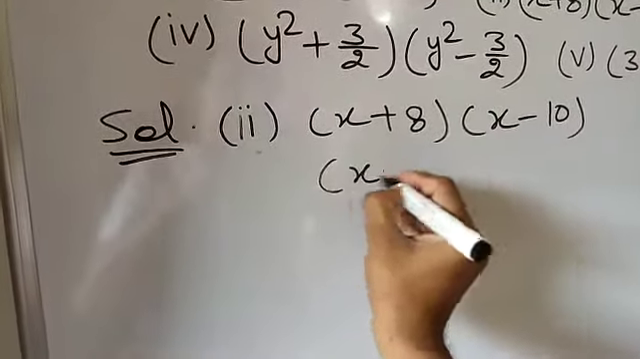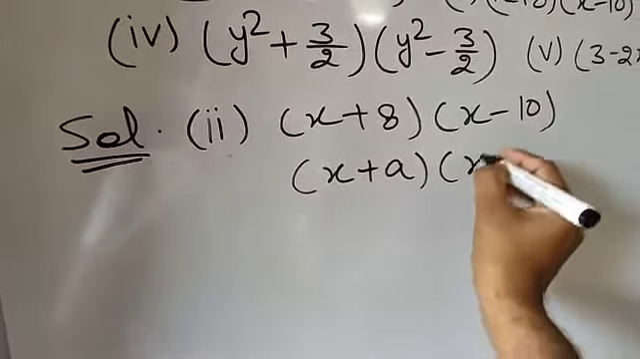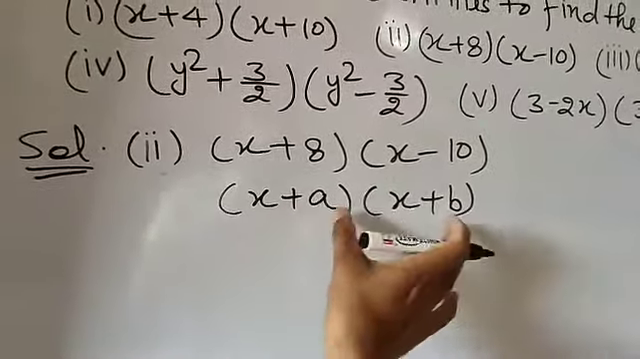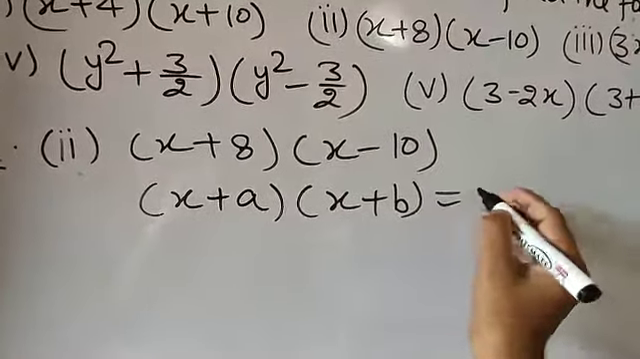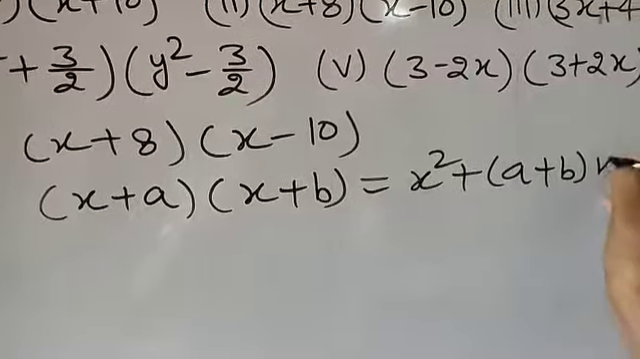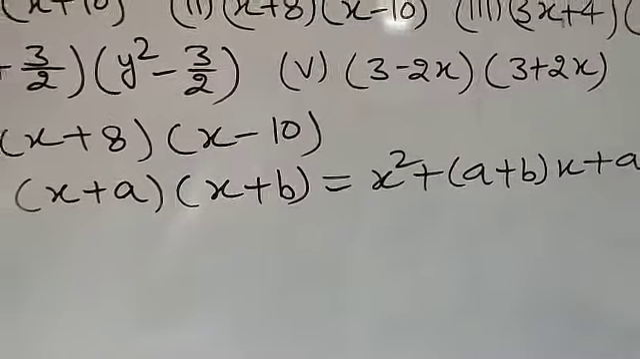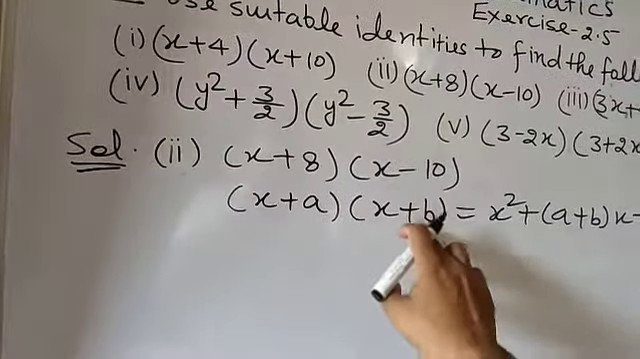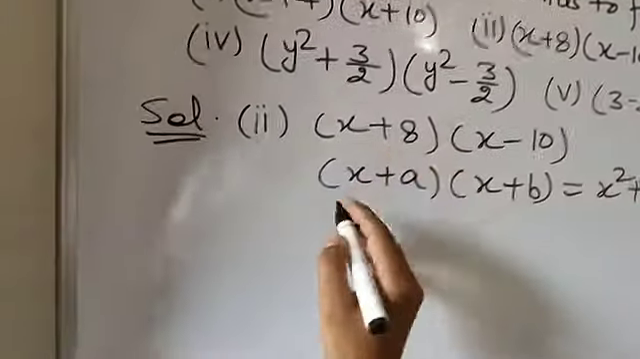You have the identity (x + a)(x + b). You have only one identity in which the first value is the same and the second value differs. So it will be x square plus (a + b)x plus ab. That is the identity. But if you compare, here it is plus, here it is plus, here it is plus, but here it is minus. So how will you write the question term?